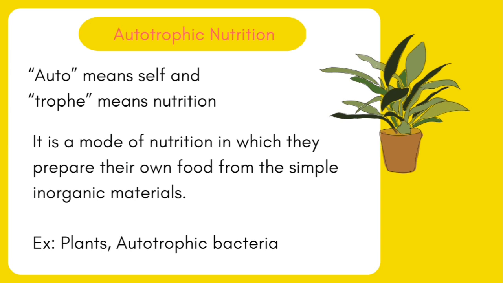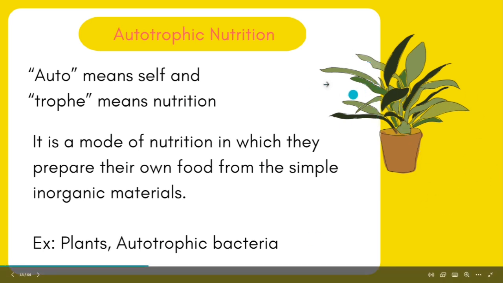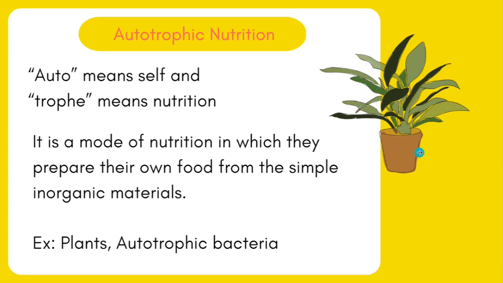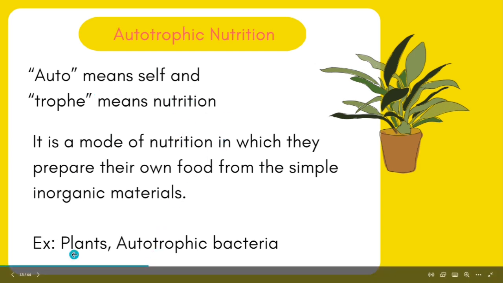So here, in self preparation, the plant absorbs sunlight, and gets water and carbon dioxide. With the help of carbon dioxide, it prepares its own food. Okay, so it is called self-nutrition. Examples are plants and autotrophic bacteria. There are bacteria also which can prepare their own food.